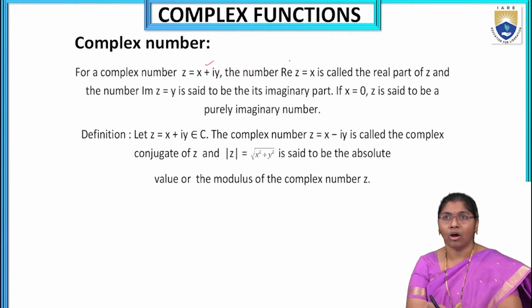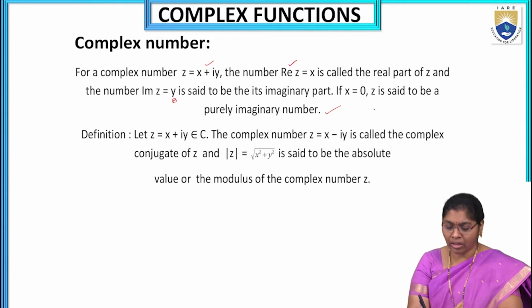The real number x in z equal to x plus iy is called the real part of z. The imaginary part is only y. Now y is the imaginary part and x is the real part. If x equal to 0, it is said to be a purely imaginary number.